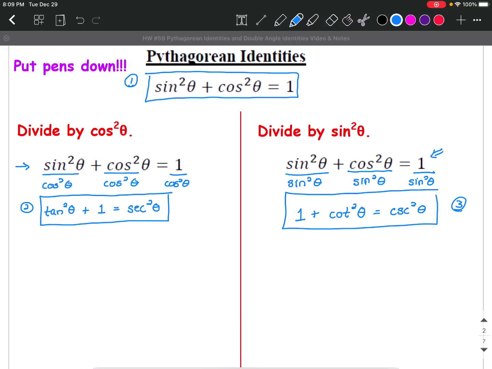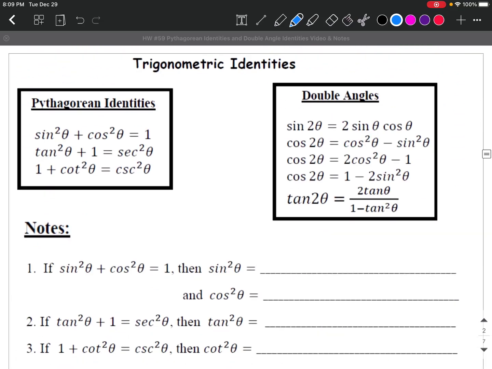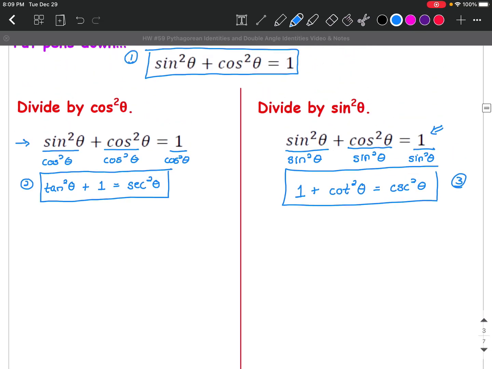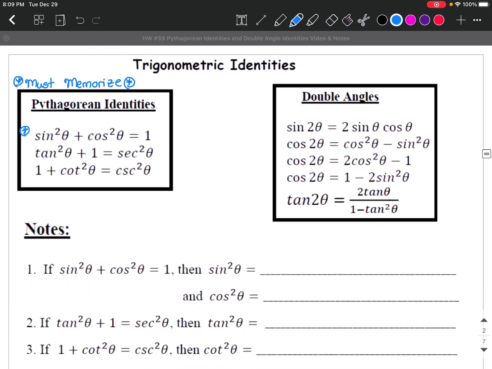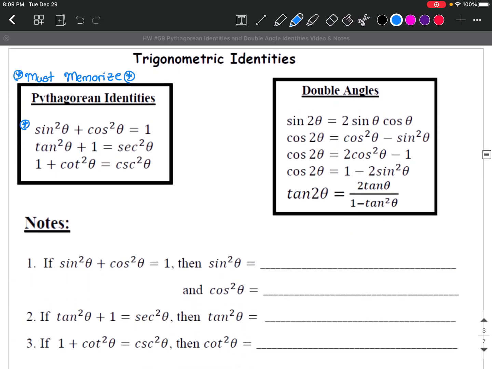So you will have a choice because you need to know these Pythagorean identities. Now you can choose to memorize all 3 of them, or you can choose to memorize the first one and then know how to find the other 2. Divide everything by cosine squared theta, you'll get the second one. Divide everything by sine squared theta, you'll get the third one. That's up to you whether you choose to memorize all 3 or if you choose to memorize one and know how to get the other 2.